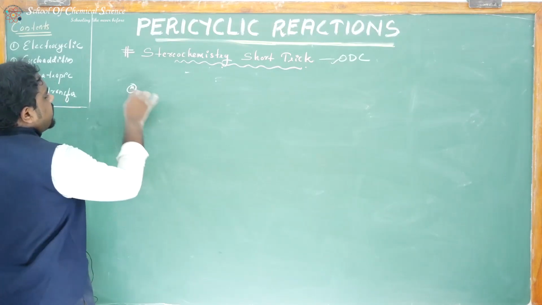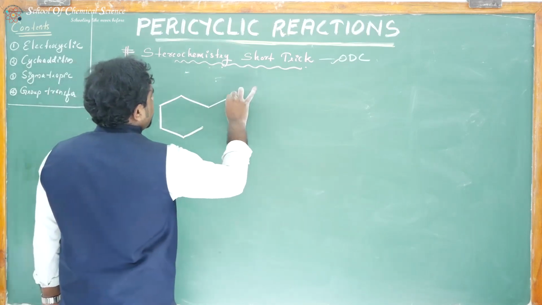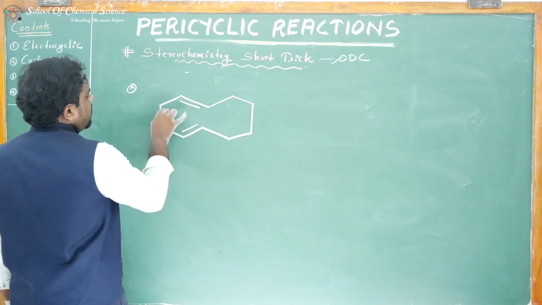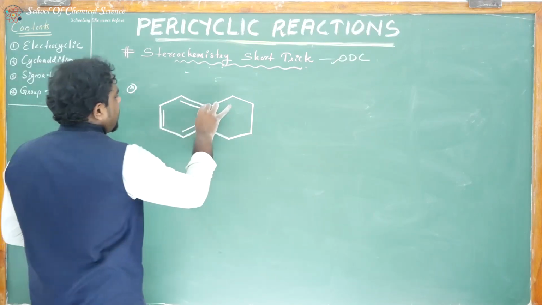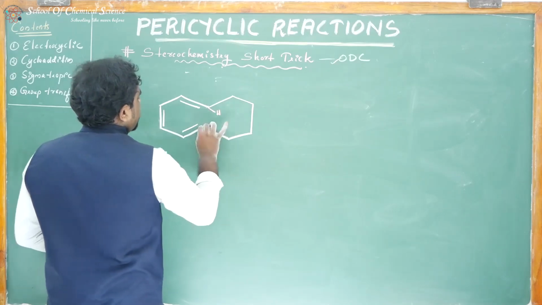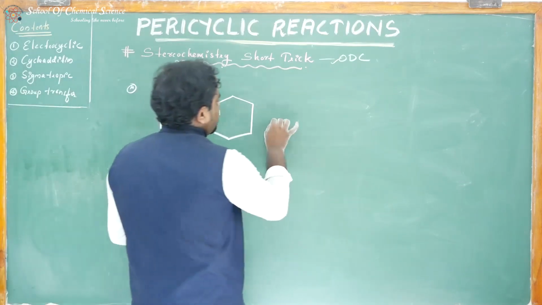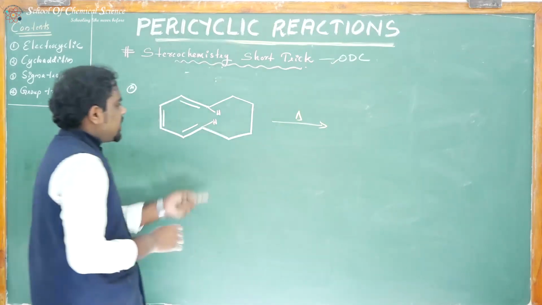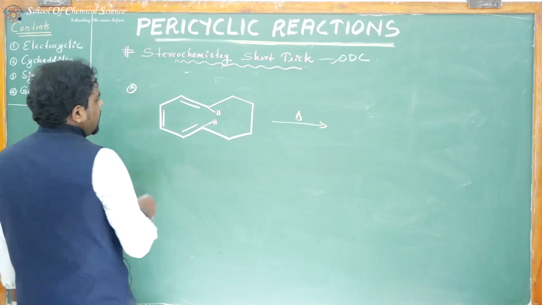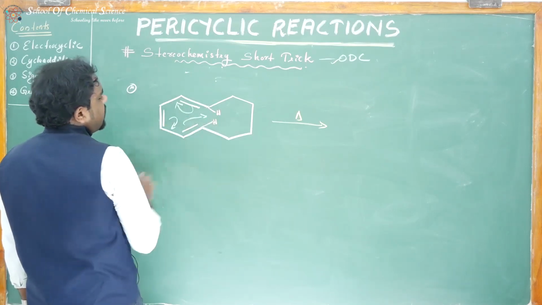I think the 14th question. Double bond, single bond. Here one hydrogen, here one hydrogen. The condition is thermal. You have to predict the product and the stereochemistry of these two hydrogens. Okay. What is the reaction? This pi electron shifts towards here, this towards here. This makes a sigma bond here.